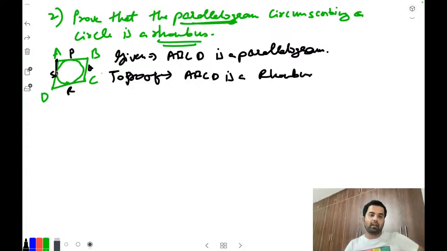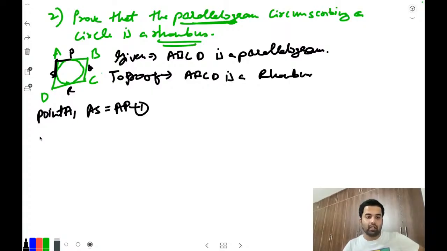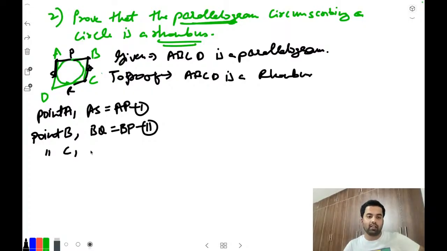Now let's start with the point A, and let me mention PQRS also here. From point A, as you know, two tangents will be equal, which means AS and AP will be equal. Take it as one. Now, from point B, BP and BQ will be equal, correct? So BQ equals BP. Second one. Same way, point C, CQ and CR will be equal. Third one. And the last one, point D.